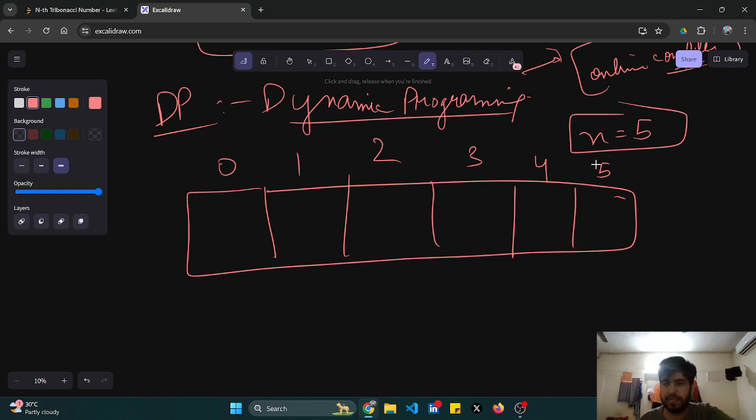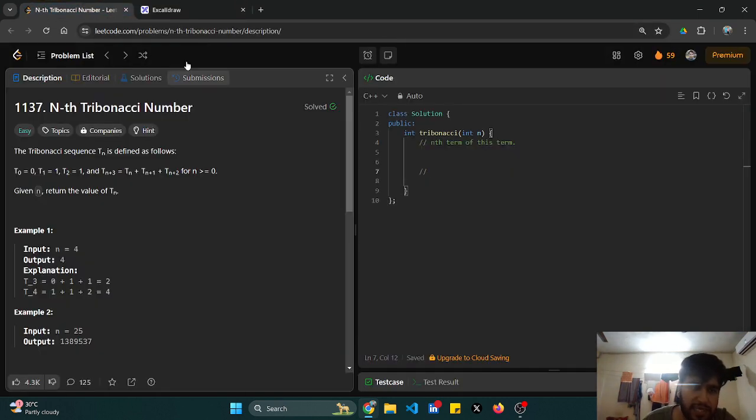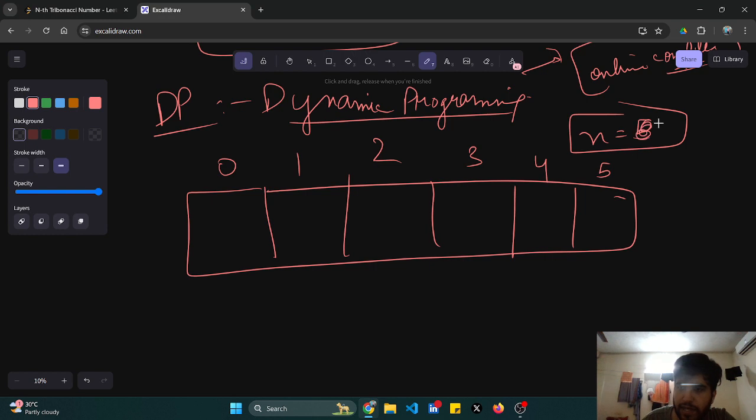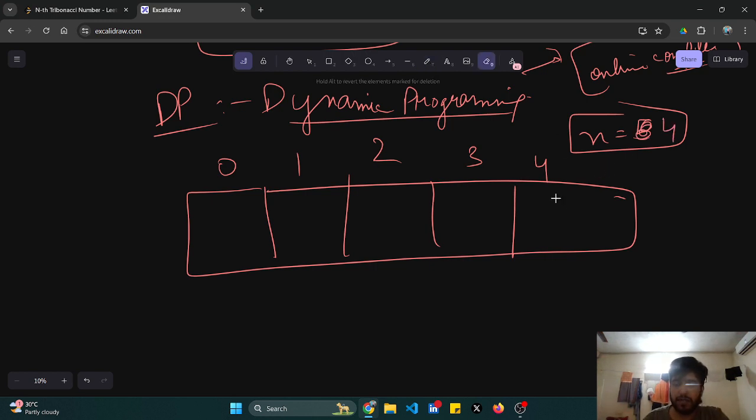You have to get it till n is equal to 5, or we'll just take a test case n is equal to 4. Okay, n equal to 4 you have to get. So this is what you have to get to. N is equal to 4.